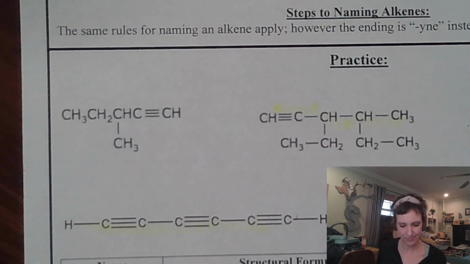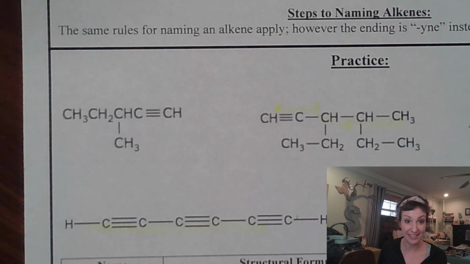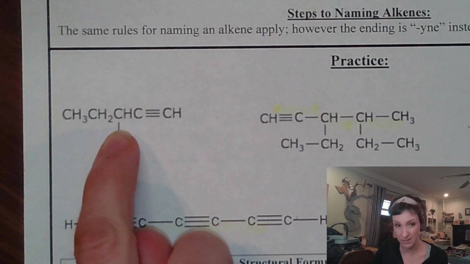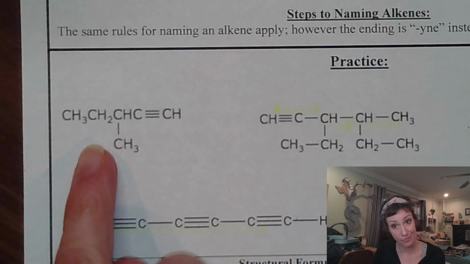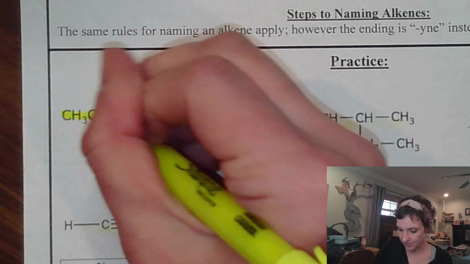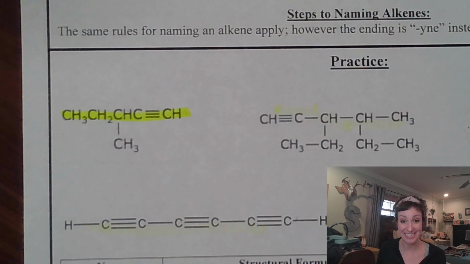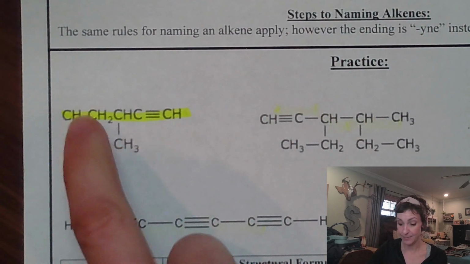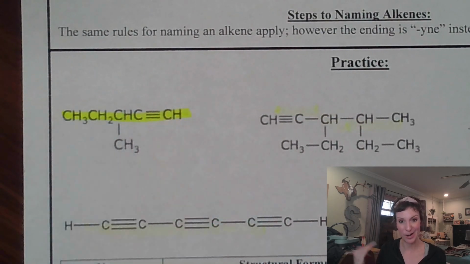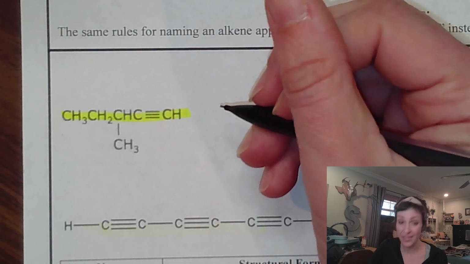Let's do our first practice. I've got my highlighter ready to highlight my parent chain. I do have a branch to consider, but it does not look like that branch is making me want to go down there for the longest continuous carbon chain. Also need to make sure my parent chain contains that triple bond, right? Starting my numbering system on the triple bond is the most important thing. In other words, I would not care if this methyl group was way over here, okay? I'm really going to be focusing on where that triple bond is.